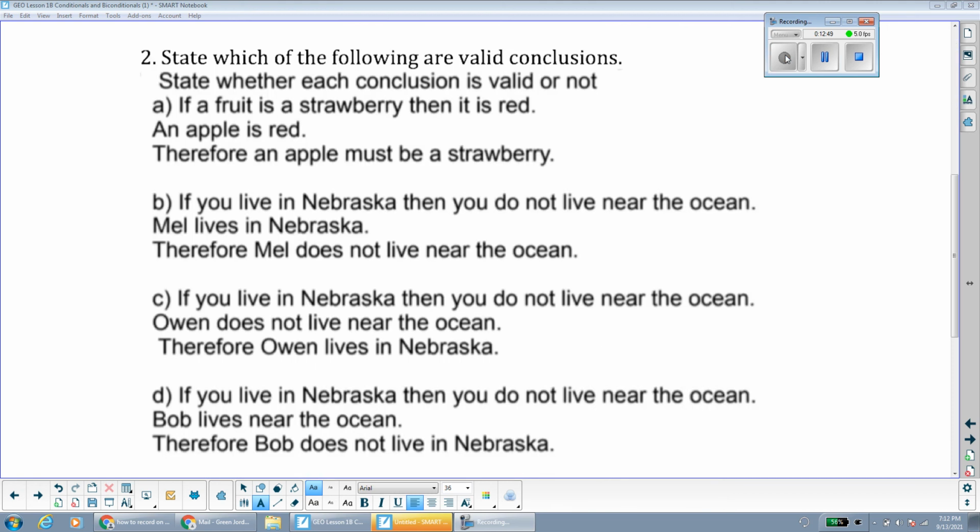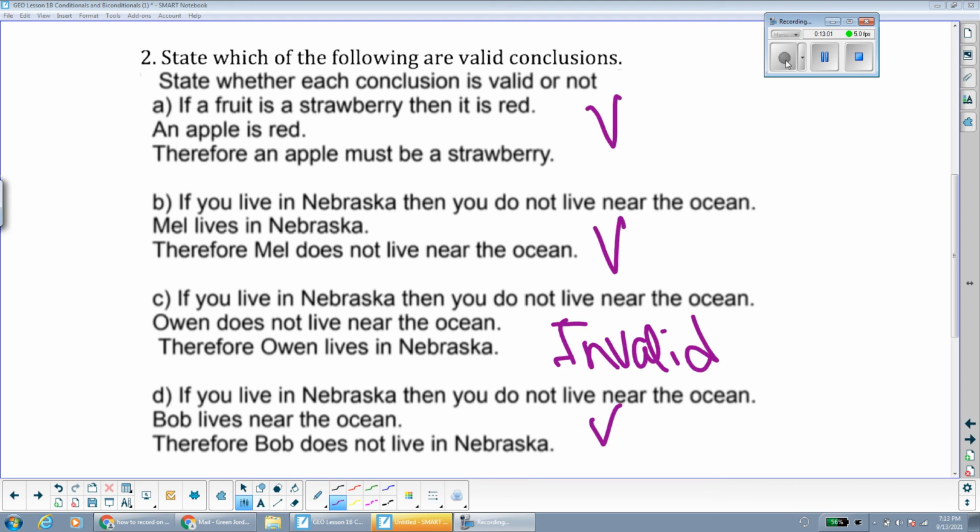Try number 2 out, parts A, B, C, and D. What you're doing is determining, based on the premises given for each one, whether the conclusion drawn is valid. Remember to pause because the answers are going to display. All of these are valid except for C. Just because Owen does not live near the ocean doesn't mean he has to live in Nebraska. He might live there, but he also might live somewhere else that's not near the ocean.